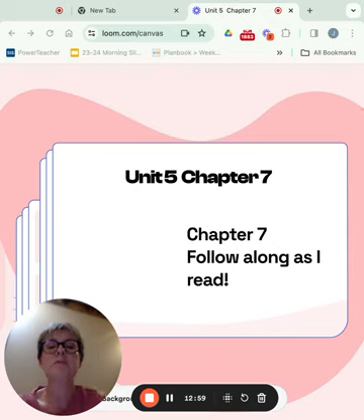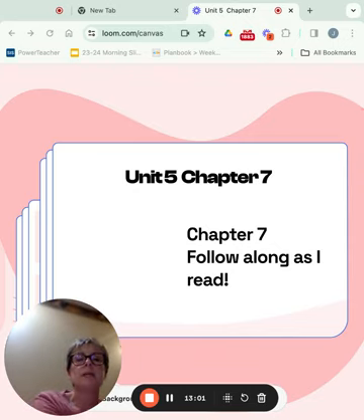That image is so beautiful. Okay, we're going to keep reading on to page 66.